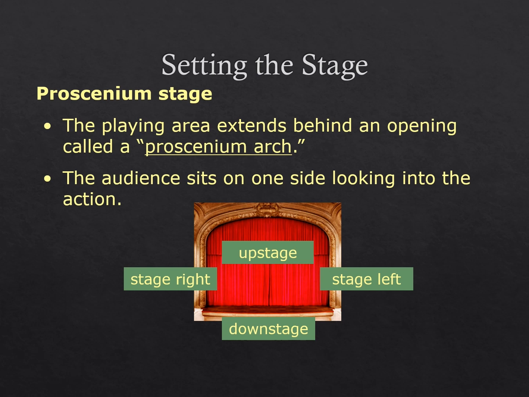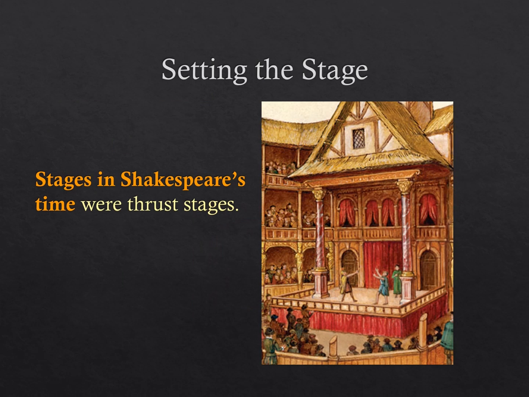Then we also have the proscenium stage. Here, the playing area extends behind an opening called the proscenium arc. The audience sits on one side looking into the action. So we have here the upstage, the stage right, the stage left, and the downstage, as what you can see on your screen. Then we also have the stages in Shakespeare's time, which were commonly the thrust stages, as depicted on the picture on the screen.